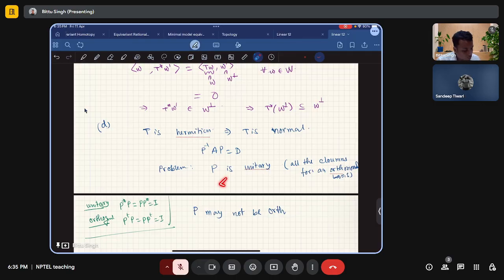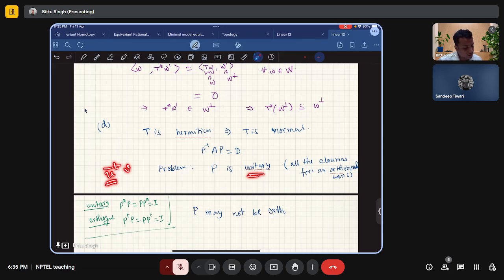The problem is that the complex inner product is defined as Z W bar, not just simply taking the product. That is, for any pair U, V, the product is defined as U transpose V bar, or sorry, maybe U bar transpose V. So conjugation also arises. That's the problem.